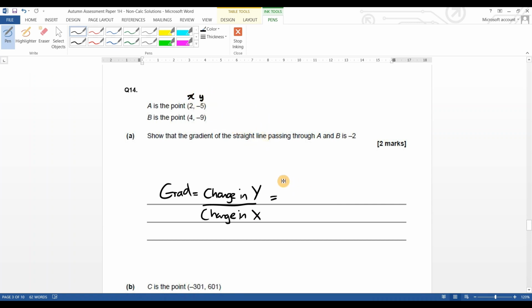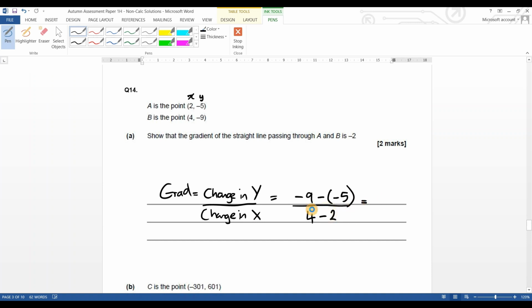Just be careful with these negative numbers. I'll tell you what, let's do -9 minus -5, because it's the difference between them. Let's put the -5 in brackets. So it's got to be a minus here because it's the difference between them. And I've got to do it in the same order for my x as well, so I've got to do 4 take away 2.